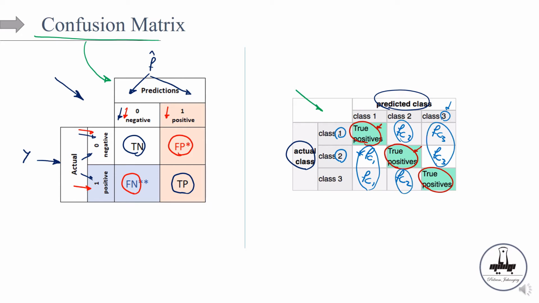And the ones on the diagonal are the correct calls. We want to maximize them and minimize the off-diagonal numbers. So as you can guess, we can easily expand this idea to 4-class classification, 5-class classification, and so on. Now with that, let's go and review some of the most common performance metrics that are used for classification, two-class classification.